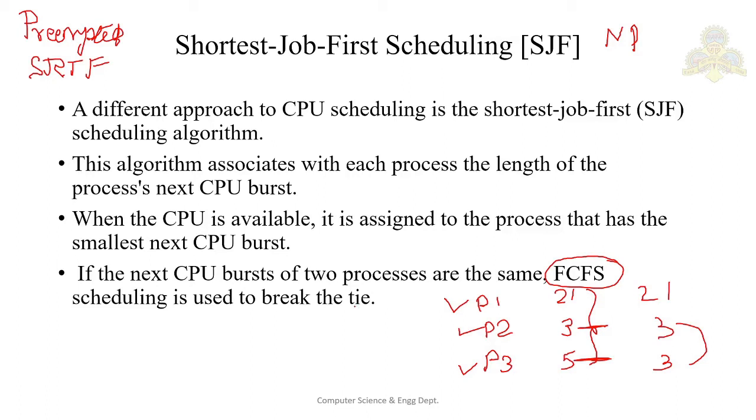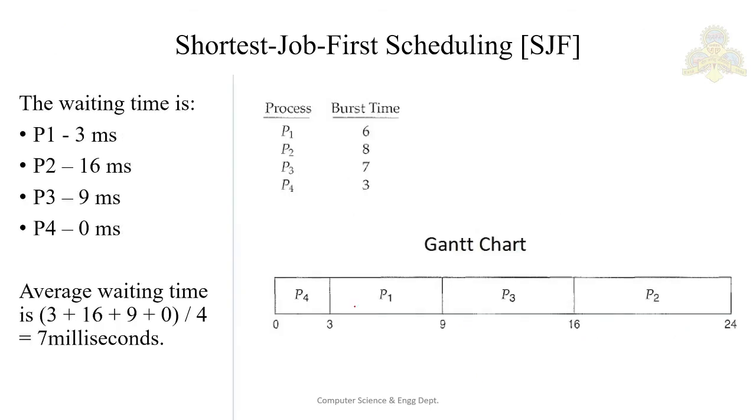Okay, so we will take one example and then you'll come to know that. So this is the example. Consider we have four processes P1, P2, P3, P4 having the burst times 6, 8, 7 and 3. We will assume that all of these processes have arrived in the order P1, P2, P3, P4 at time 0. The arrival time for all the processes is 0. That is what we are assuming here.